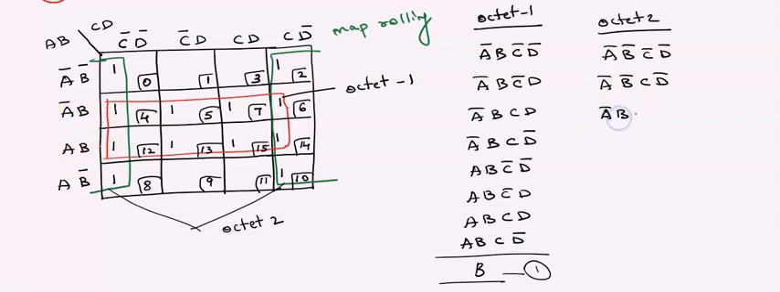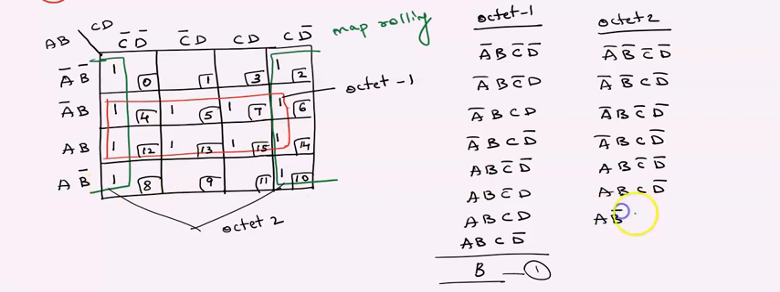Now A complement B, C complement D complement. This one, A complement B, C complement D complement. Now this one, A complement B, C D complement. Okay, again come back to this, A B, C complement D complement. Again this one, A B, C D complement. Okay, next this, A, B complement, C complement D complement. Again this, A, B complement, C, D complement.